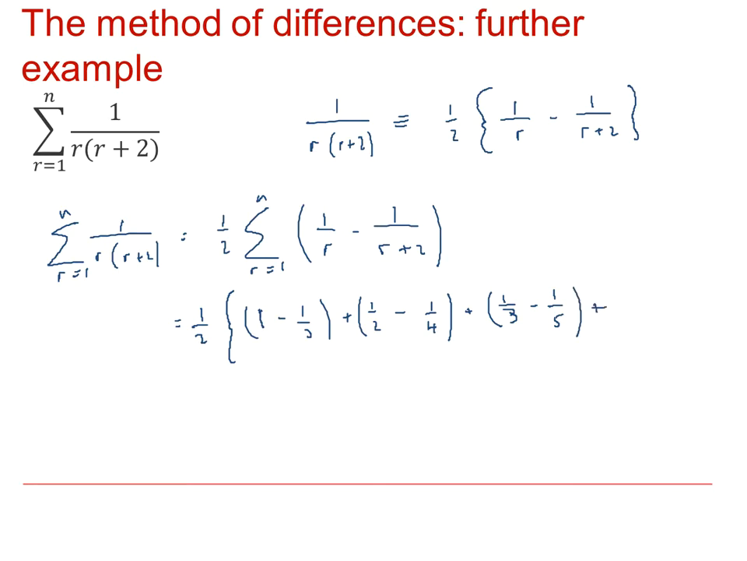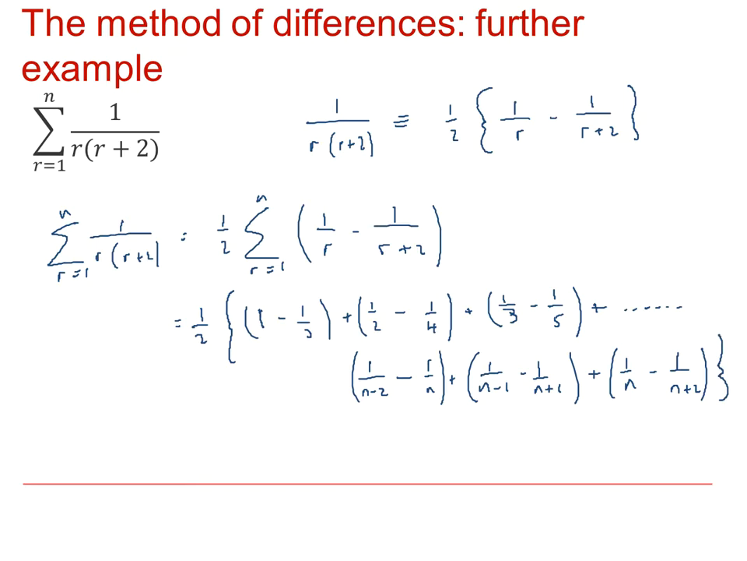Now if we keep going, if I write down the terms towards the end, then they are as follows. Two terms from the end will be 1 over n minus 2 minus 1 over n. The penultimate term 1 over n minus 1 minus 1 over n plus 1, and then finally 1 over n minus 1 over n plus 2.